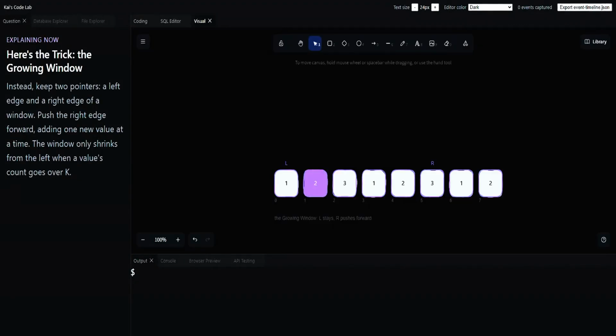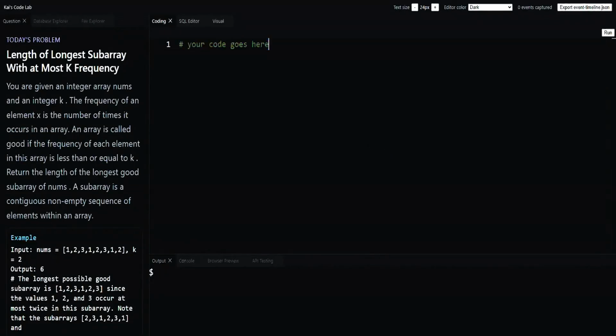Instead, keep 2 pointers, a left edge and a right edge of a window. Push the right edge forward, adding one new value at a time. The window only shrinks from the left when a value's count goes over k. We keep a dictionary called counts. When a value enters the window, we bump its count by 1. That gives us an instant lookup instead of rescanning the whole window every step.